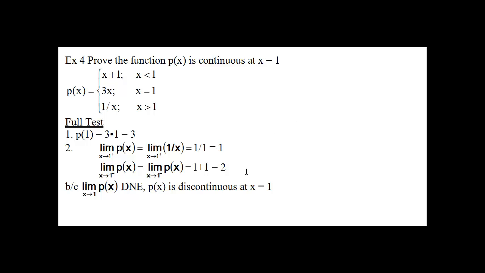Now we need to show that the two-sided limit exists. We do this by showing that the right-hand limit and the left-hand limit are equal to each other. As x approaches 1 from the right side, all the values of x are greater than 1. We use the bottom equation, 1 over x, for all values of x greater than 1. Evaluating the limit, replace x with a 1, we get 1 over 1, which is just equal to 1.